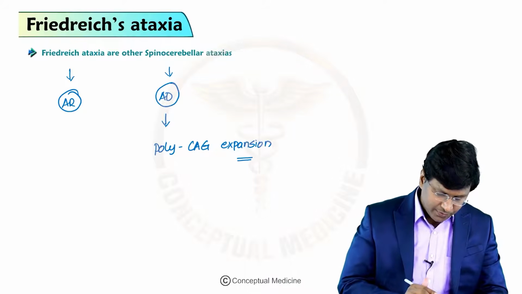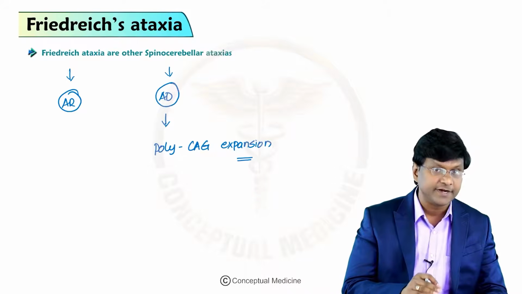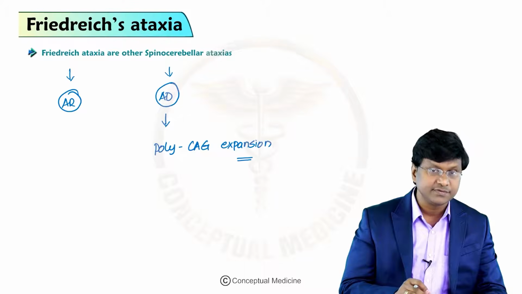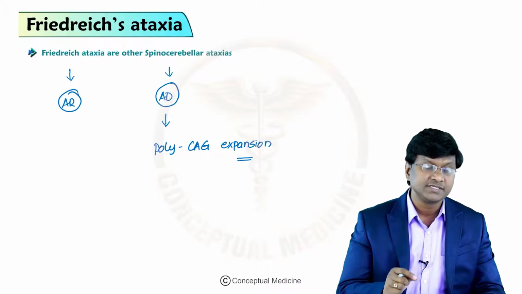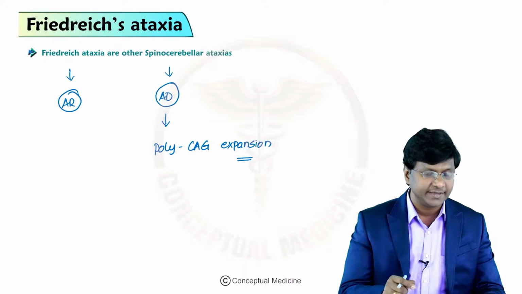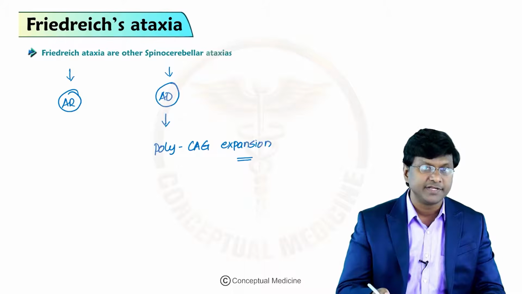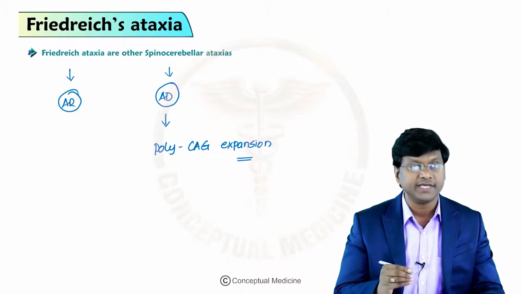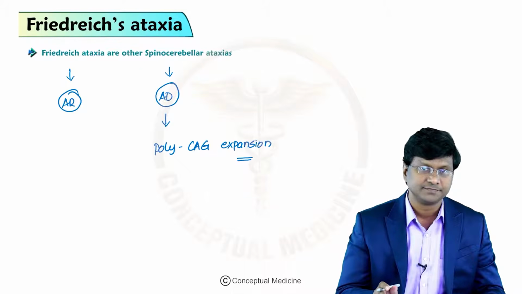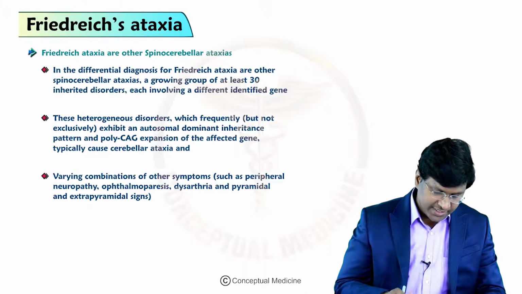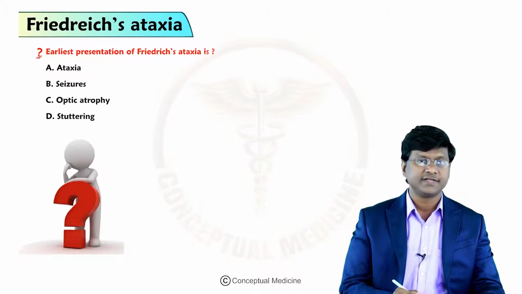Now if you see Friedreich's ataxia, it is autosomal recessive, right? What is the repeat there? It is poly GAA. Whereas in the case of spinocerebellar ataxia of the autosomal dominant type of inheritance, the repeat is poly CAG expansion, right? Now you see the manifestations of Friedreich's ataxia.